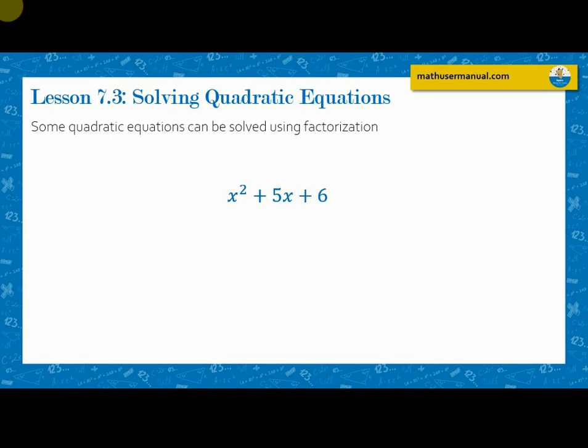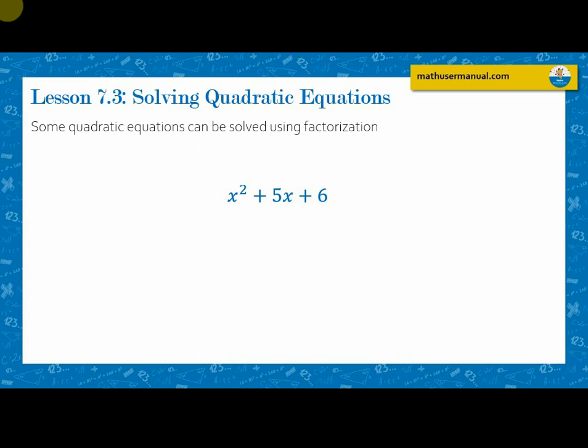So far, we have talked about what quadratic equations are and how we find the factors of quadratic equations. But how do we solve quadratics? How do we get the actual values of x in quadratic equations? That's what we're learning in lesson 7.3.